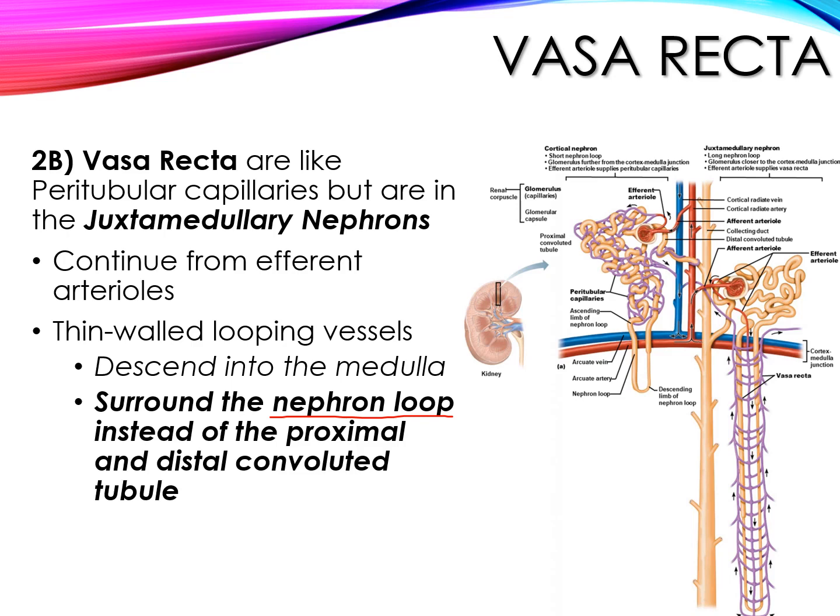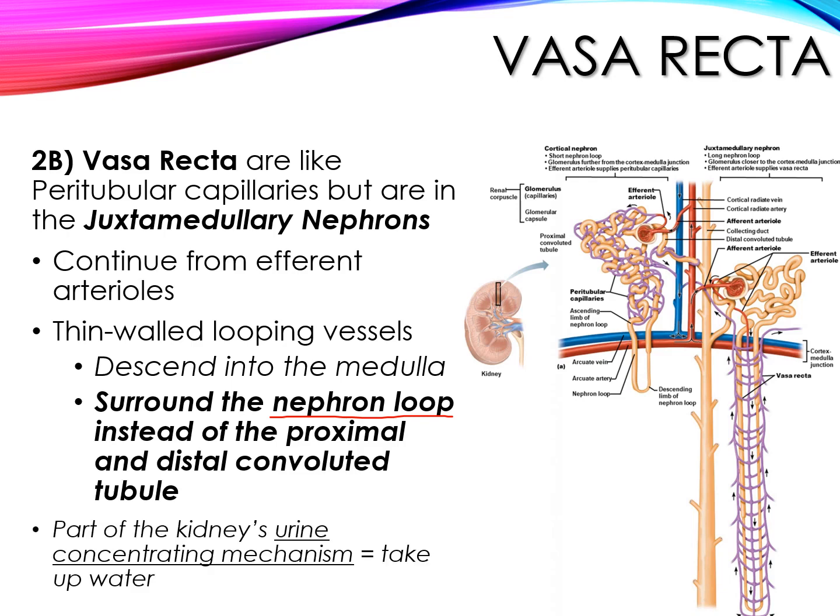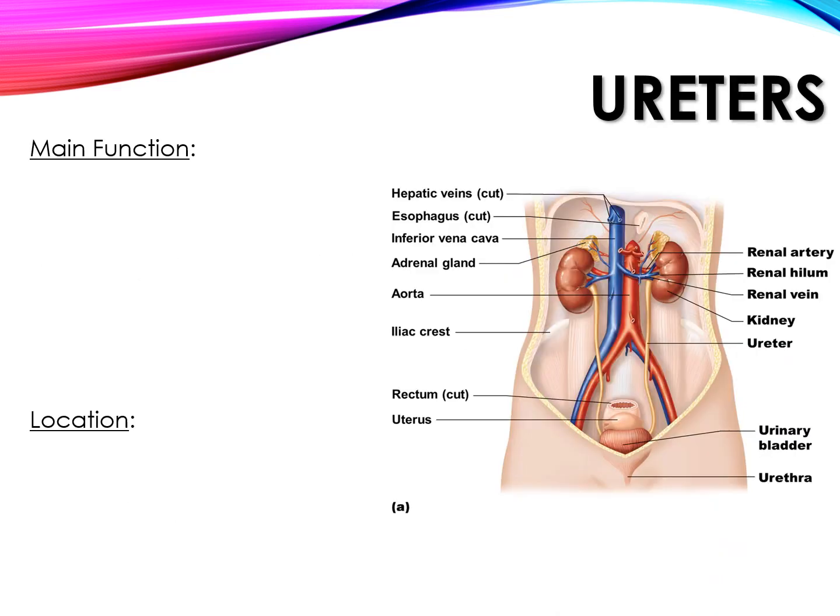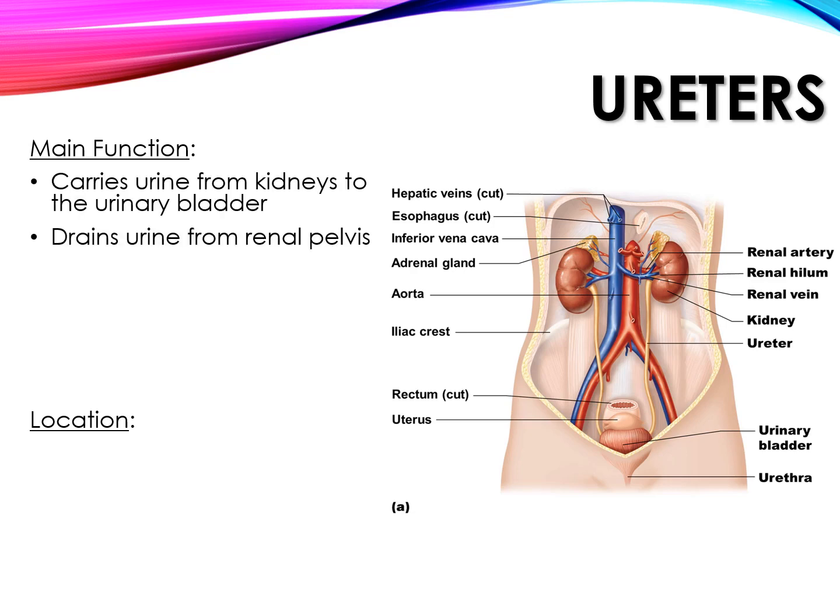And then here's our vasa recta, which is very similar to the peritubular capillaries, but they're just in the juxtamedullary nephrons. And the biggest difference is they surround the nephron loop instead of those convoluted tubules. So they're still going to be absorbing, so the function is very similar, but they're just going to even add to that concentrating ability of these juxtamedullary nephrons, which is one of the reasons why they are so much better at concentrating urine. Okay.